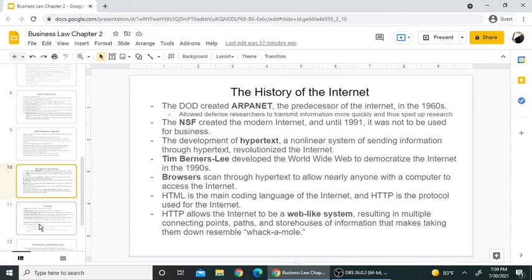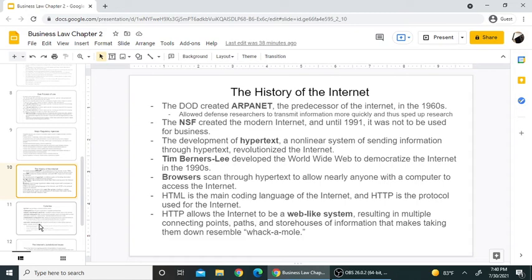So HTTP allows the internet to be a web-like system. And the important thing when it comes to the lands of business law, the significance of the internet being a web-like system is that it's much harder for the government to take things down. So when something on the internet violates a law, it's very, very hard to take it down. Like if confidential information is released on the internet, like with WikiLeaks, right? It's very hard to get rid of that information, take it down from the internet completely, because it's very decentralized.